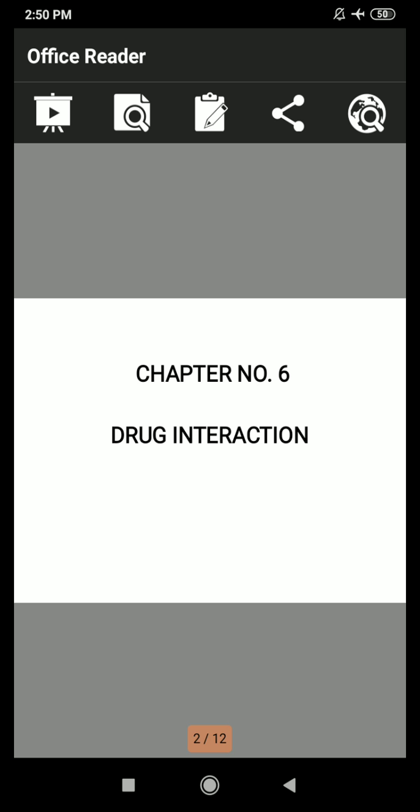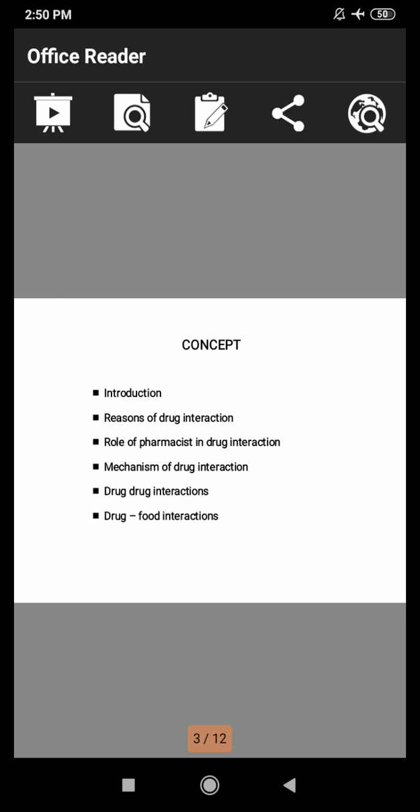These are the parts of non-sterile manufacture. Now see today's chapter number 6, that is drug interaction. In drug interaction: introduction, then reasons of drug interaction, then role of pharmacist in drug interaction, then mechanism of drug interaction, then drug-drug interactions and drug-food interactions.